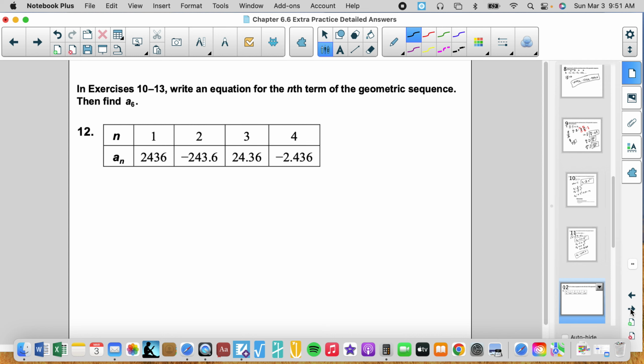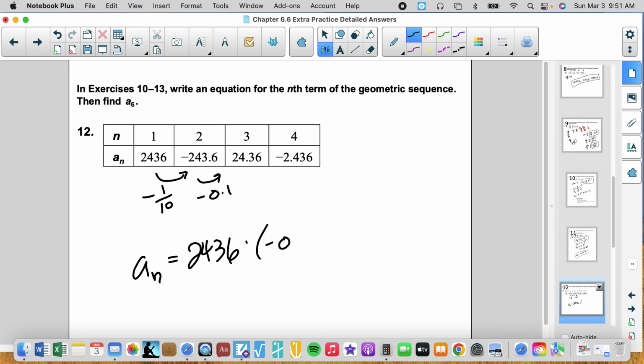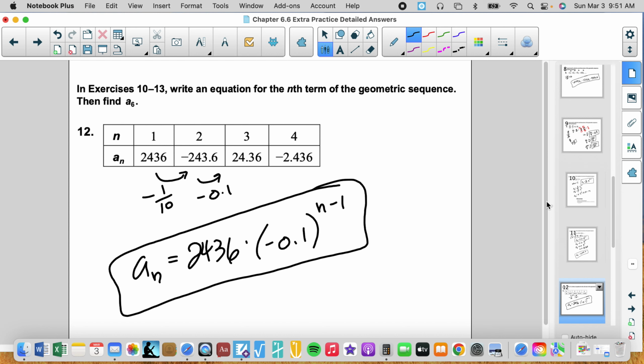10 through 13, write an equation for the nth term. So the ratio is going to be, what are we doing? We are negative 1/10 or 0.1, negative 0.1, either one's okay. So we have a to the nth equals my first term, which is 2436 times negative 0.1 to the n minus 1. So we'll leave it in decimal form.